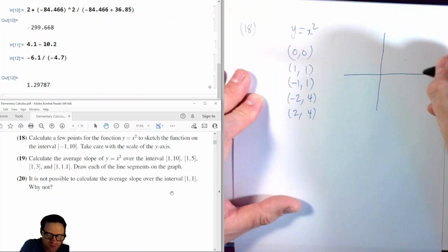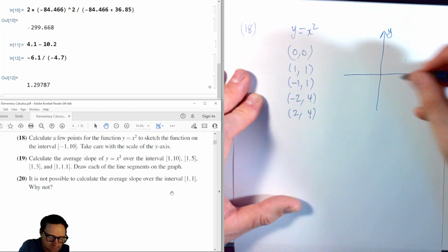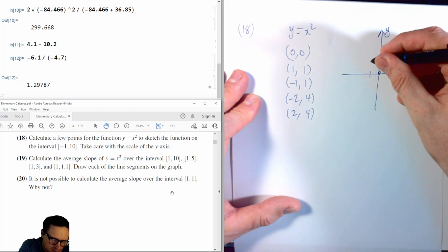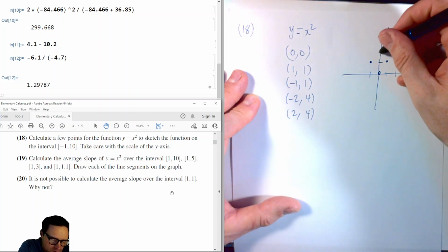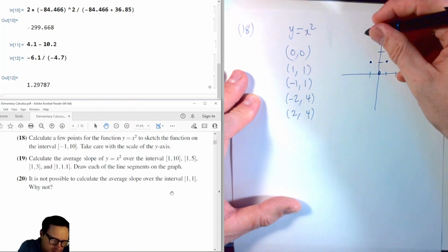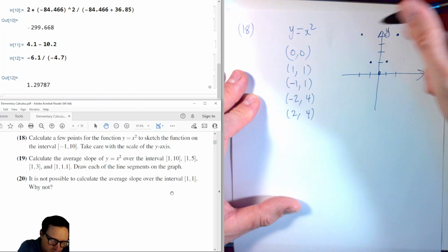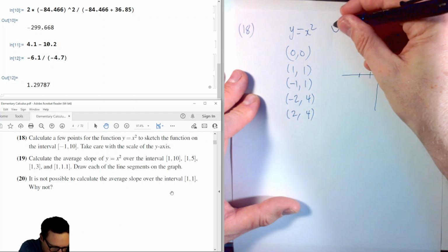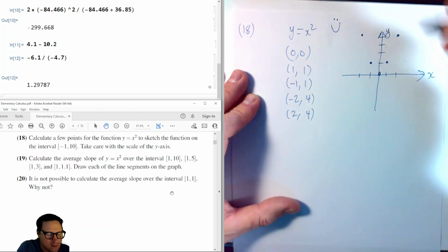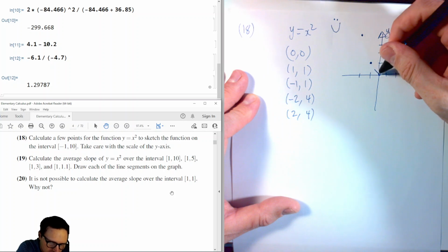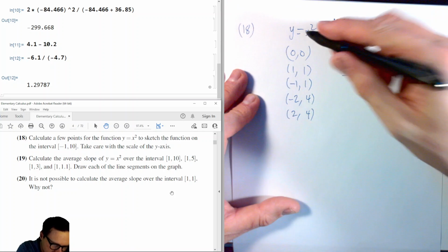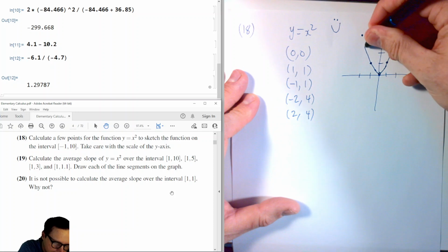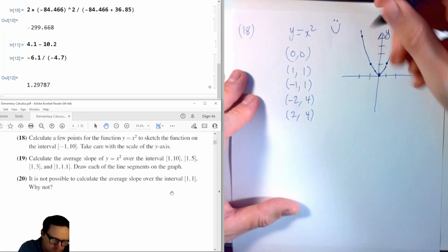Okay, so now that we have a few points, let's sketch. 0, 0, 1, 1, minus 1, 1, 2, 4, minus 2, 4. Okay, now that we know that this has a leading coefficient of 1, which is positive, it should look like a smiley face shape and have its minima down here when that square is least, which is 0. We want to connect these in that shape, and so we have this quadratic parabola function.